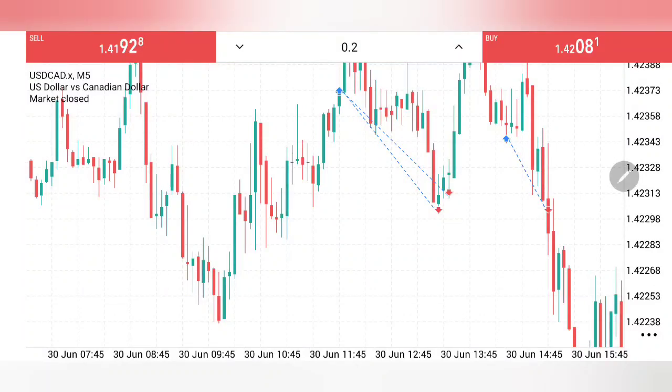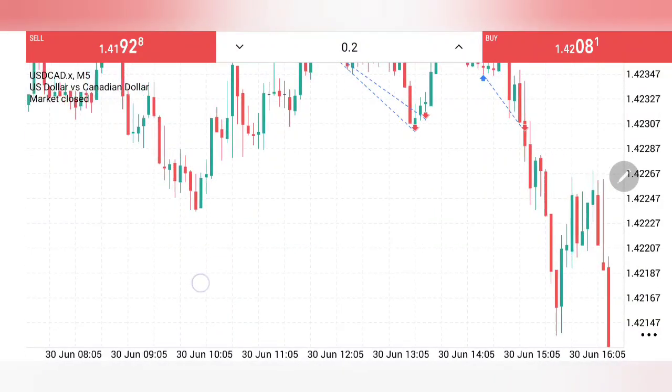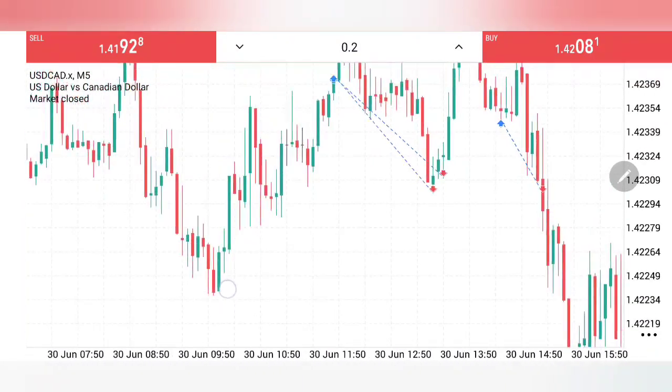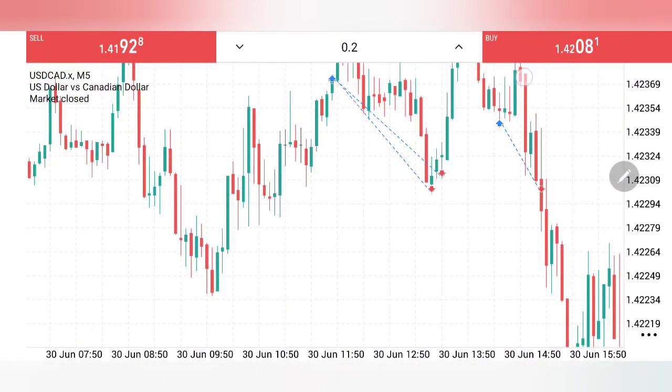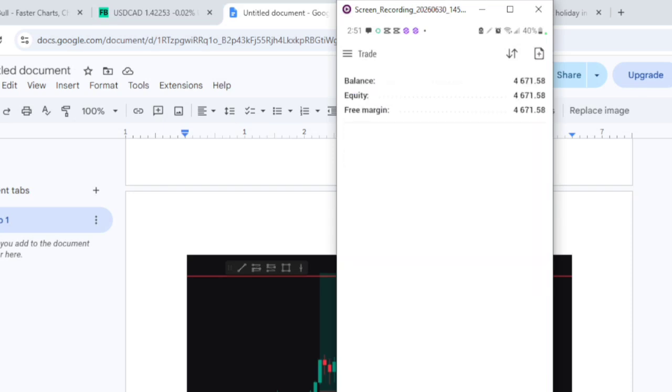It took me out on this low. You can see the low, and this was the second trade. It took me out. You can see it went to my take profit and came back. So that was it. I'll keep updating you guys, and thank you.